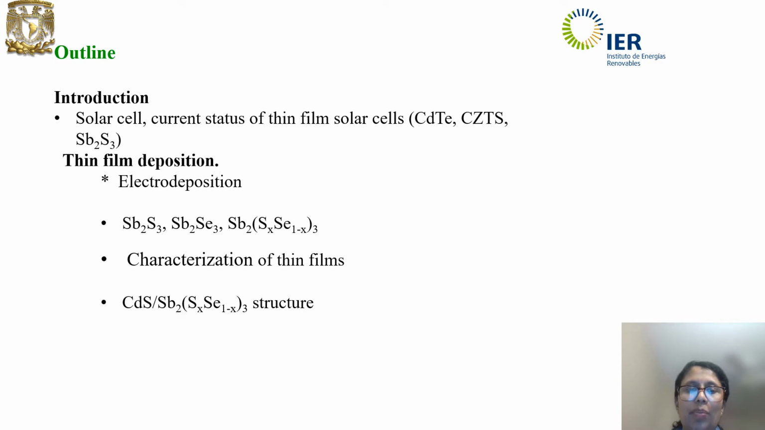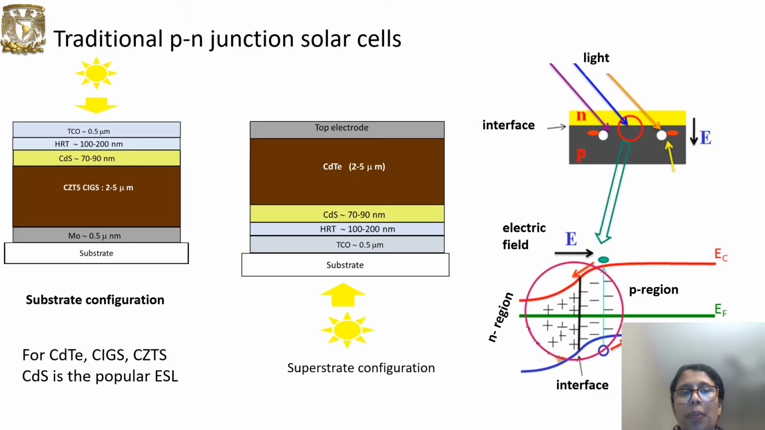As an outline of the presentation: an introduction about solar cells, the current status of thin film solar cells, cadmium telluride, copper zinc tin sulfide, thin film deposition by electrodeposition, taking examples of antimony sulfide, selenide and sulfoselenide, characterization of these films, and the heterostructure cadmium sulfide, antimony sulfoselenide.